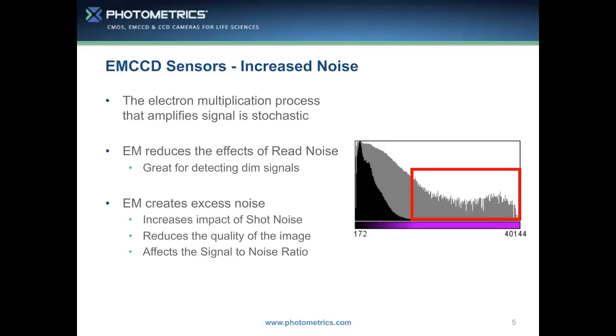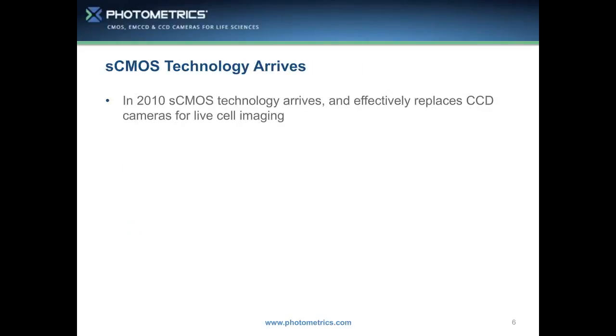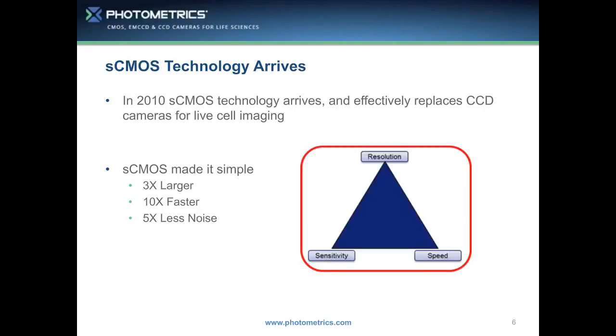And typically when it came down to CCDs or EMCCDs as the decision-making factor, it came down to applications, and people typically had to choose between those two, till about 2010, when CMOS technology arrives and for the most part replaces CCD technology. As I'd mentioned earlier, CCDs made you typically pick between speed, resolution, and sensitivity. You got 2 of the 3. CMOS made it simple. You got everything. It was 3 times larger, 10 times faster, 5 times less noise. And what it allowed you to do was really bridge the gap between where CCDs and EMCCD cameras and sensors were in terms of performance.